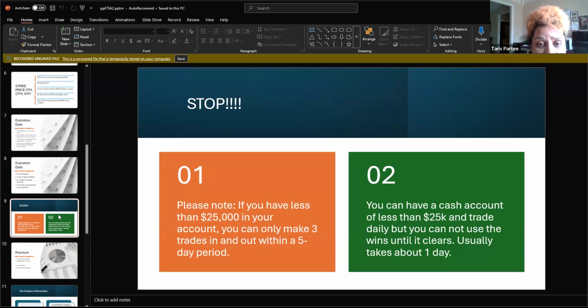However, you can have a cash account, which means you're not asking the broker to give you margin. You say, hey, I'm going to put my own cash in here. I'm going to put $500 in here and I'm going to just trade it. But it really pans out to be three trades in a week anyway, because the money has to clear the brokerage first. And it usually takes about a day before that trade can clear, and you can't use that money. So if you win $100, or let's say you win $500, well, you can't use that $500 to get into another trade until that clears. So just keep those things in mind.